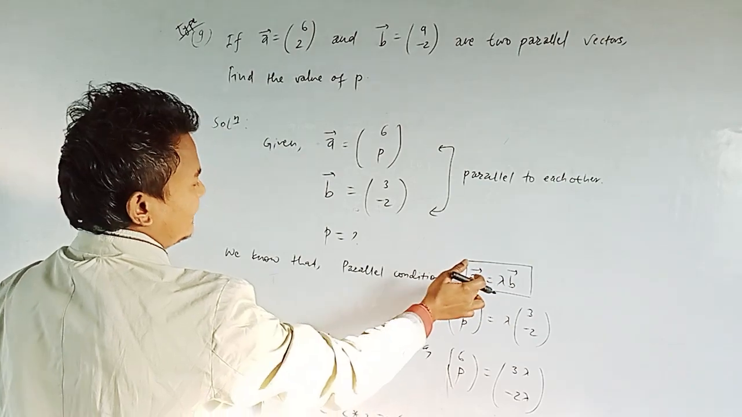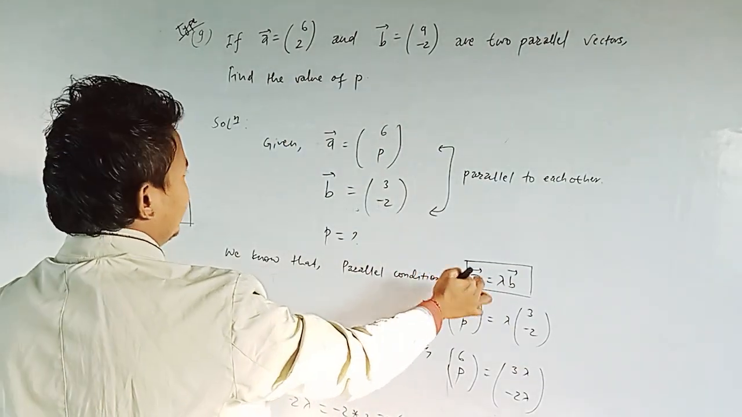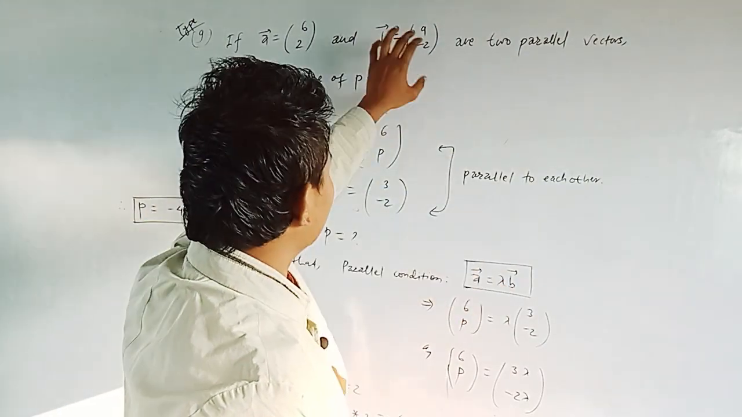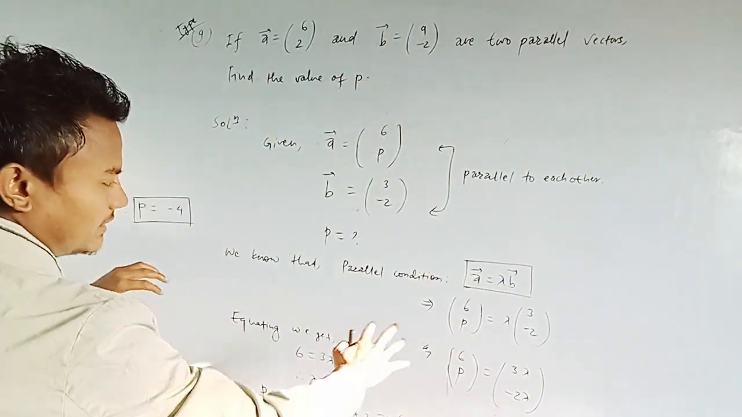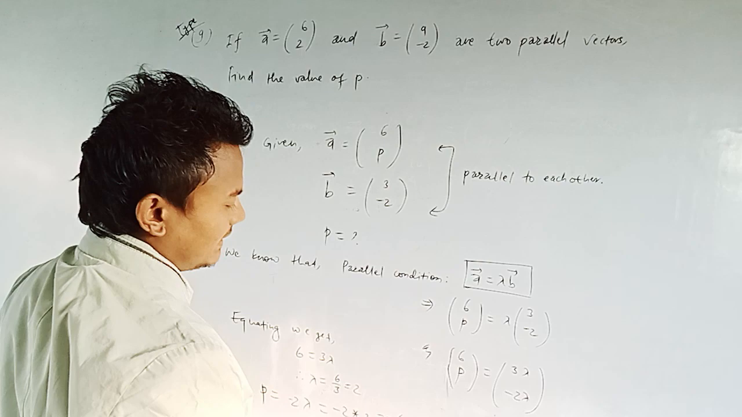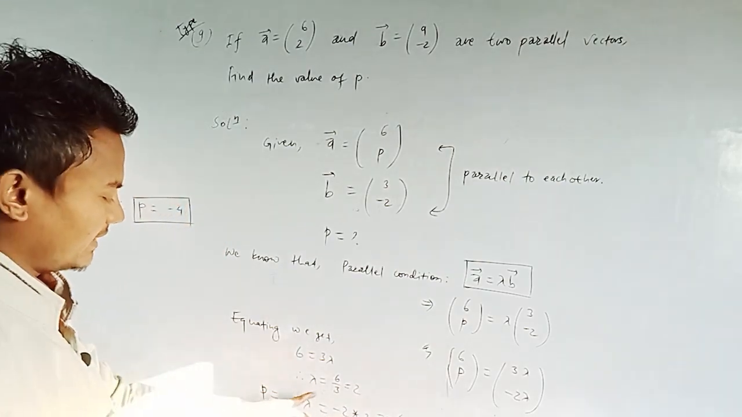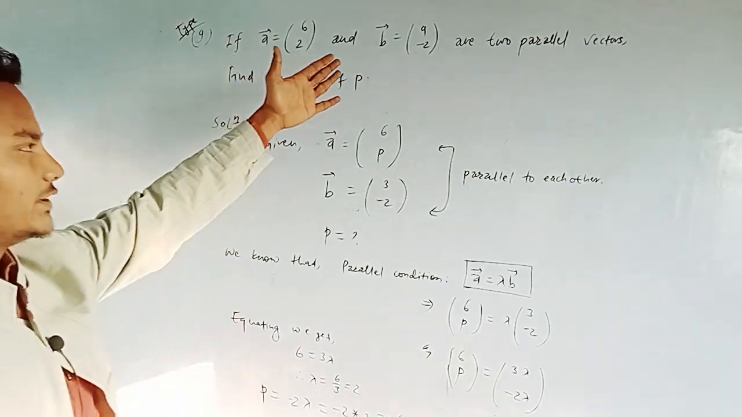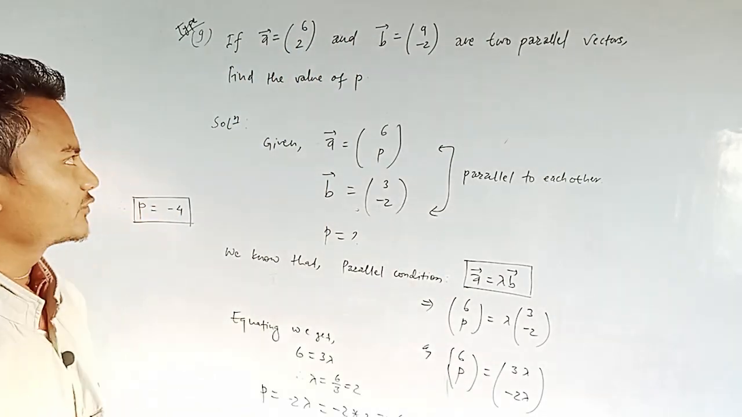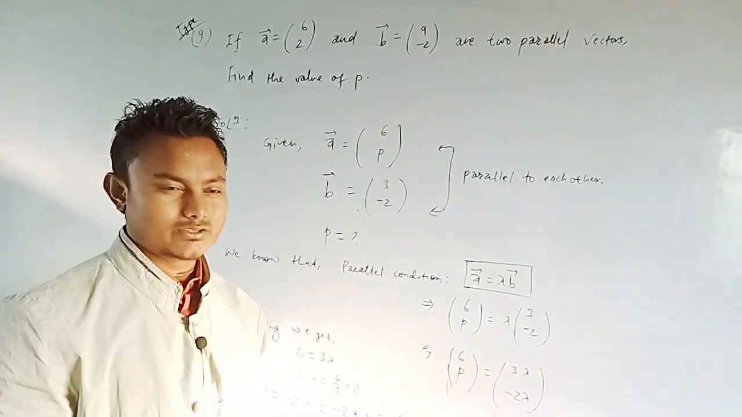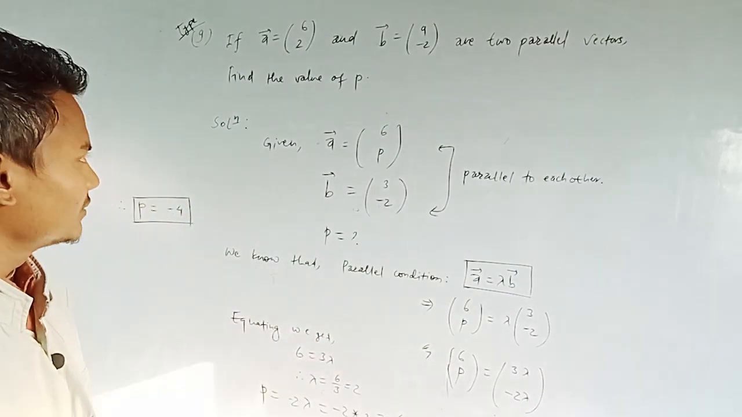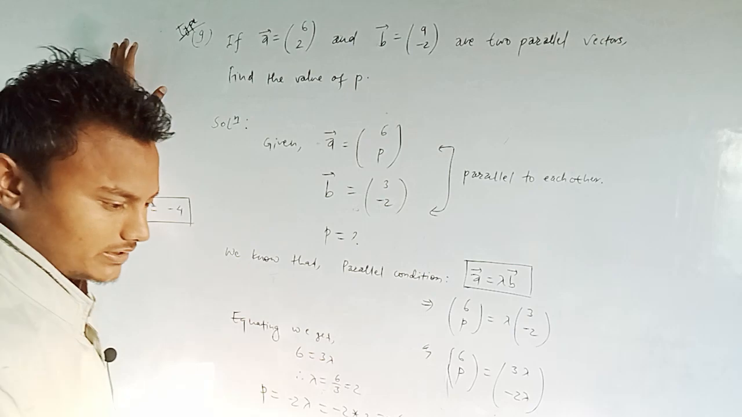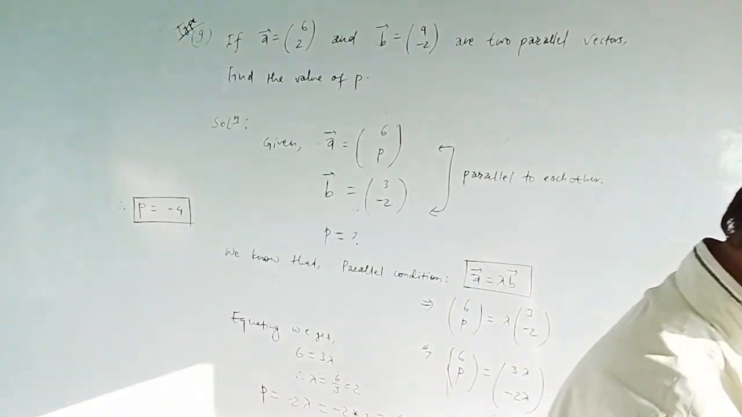And we have to take in the place of A this 6p, and lambda times B. In the place of B we have to take these two values, and we have to equate these two vectors. After equating, first we get the value of lambda, and after that we can calculate the value of P or Q or whatever unknown value is given in the question, with the help of this lambda value. So in this way this type of question is also finished, and we will move to the next one.